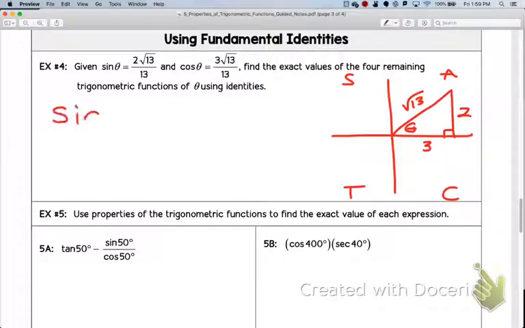The sine of theta, what are we looking for? The 4 remaining. We already have sine, we already have cosine. Ay, ay, ay, it's Friday. Is it time to go home yet?